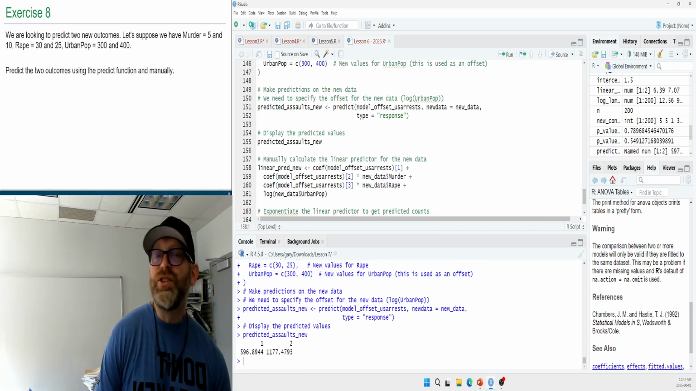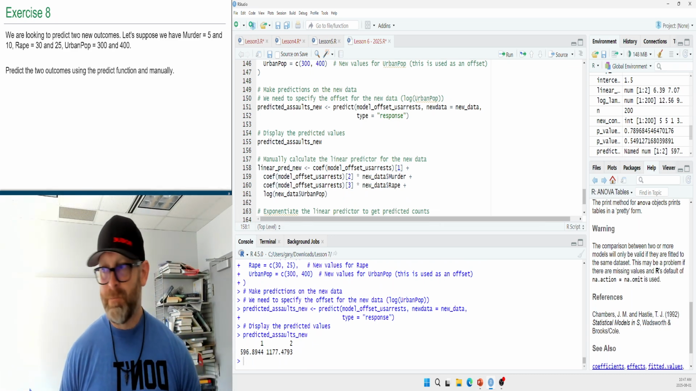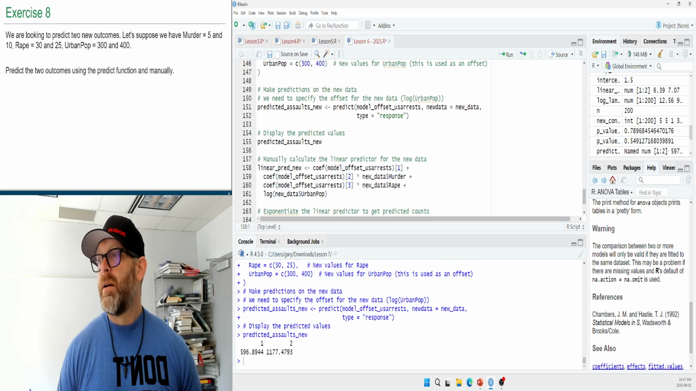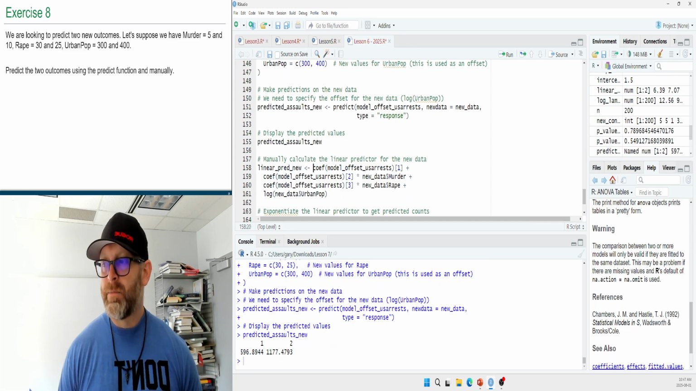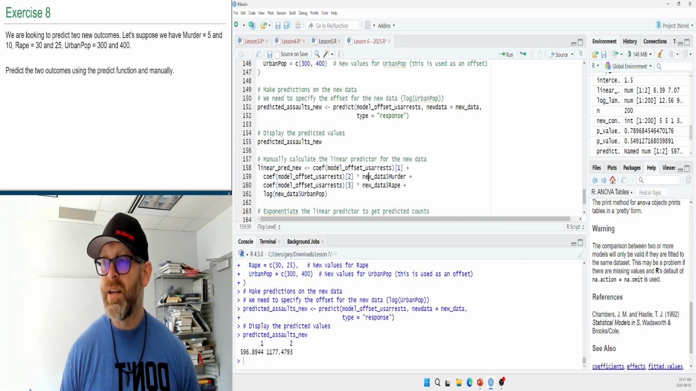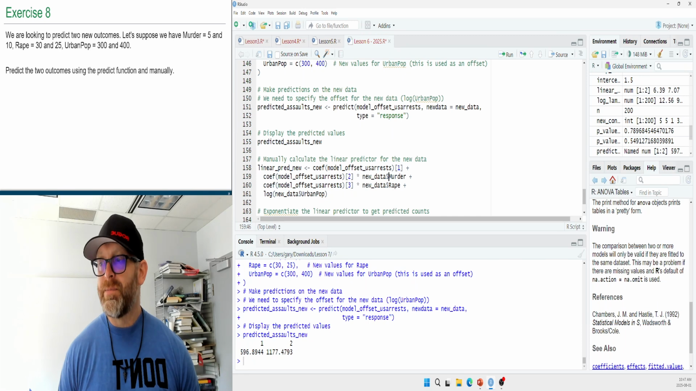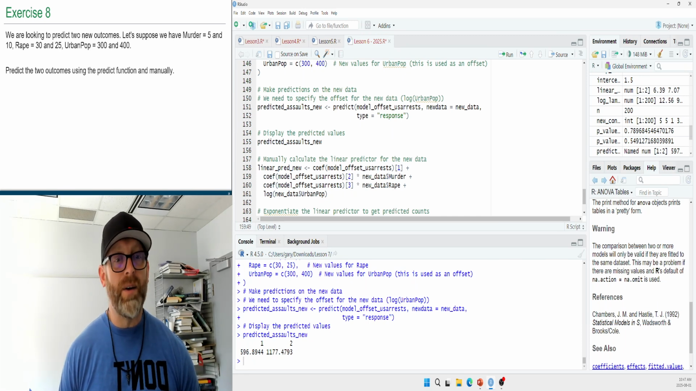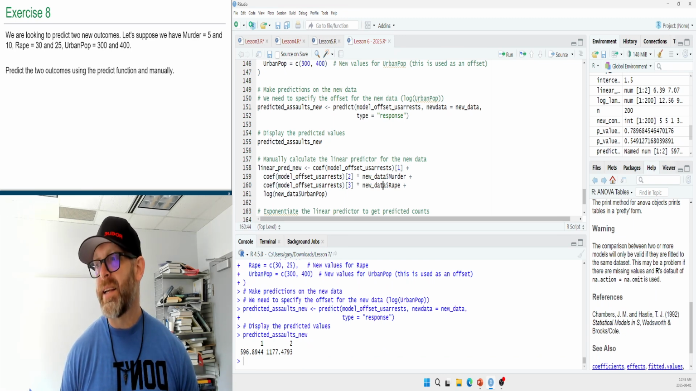All right, let's do this manually now. What I'm doing here is asking for the coefficient for model offset arrest in the first position, so I'm asking for the intercept. Then I'm asking for the second coefficient times the new data coming from the murder column, and then the third coefficient, and I'm taking the rape information.